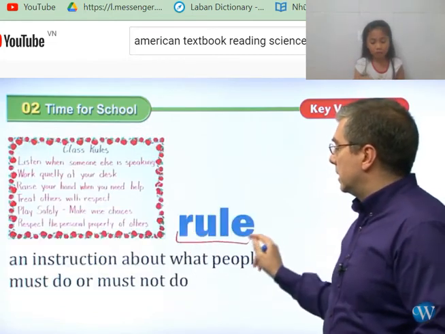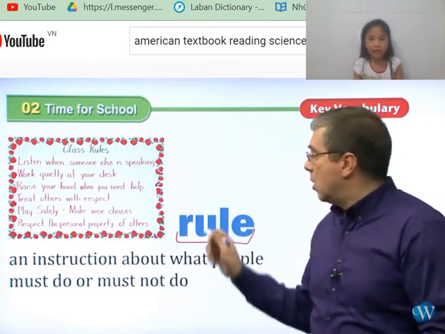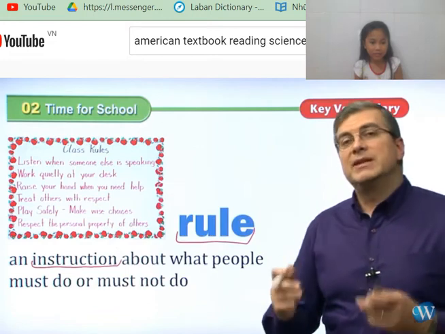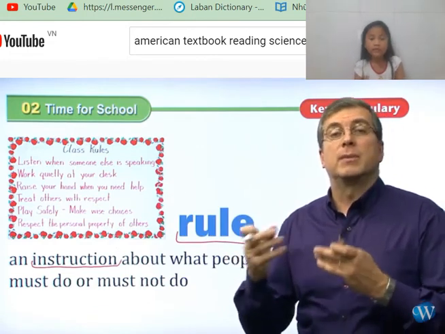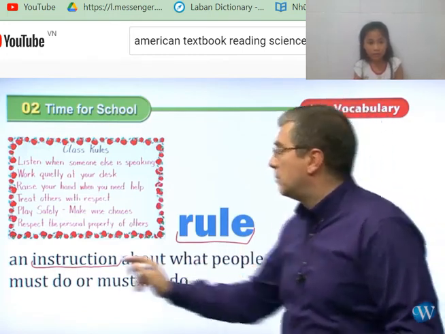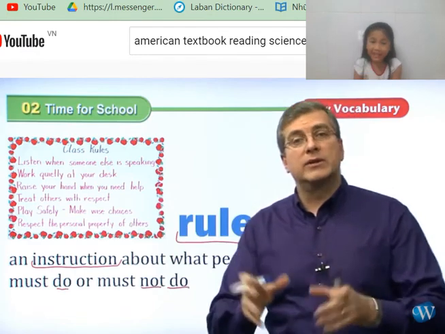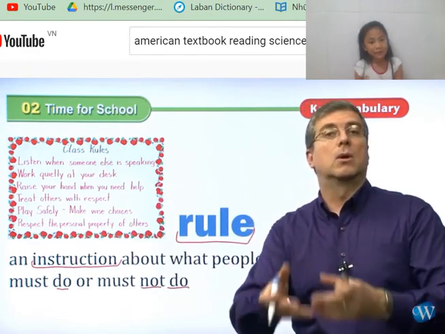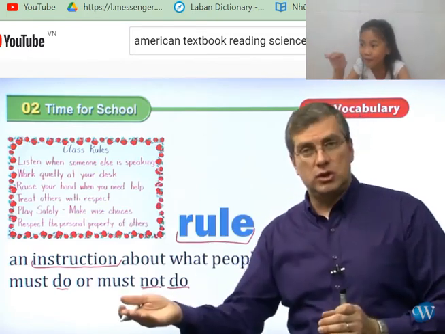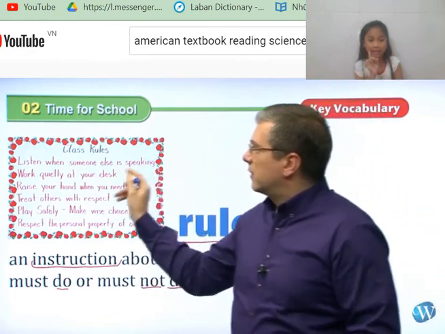And next we have rule. We've talked about rules before. Rules are things and instructions about what people must do or must not do. This is kind of like class rules. Listening when someone else is speaking is a rule too. Listen, not speaking when someone else is speaking. Work quietly at your desk. Maybe work quietly, not chatting with our friends or saying, hey, can I borrow your pencil? Can I borrow your chart? Maybe not like that. Work quietly.